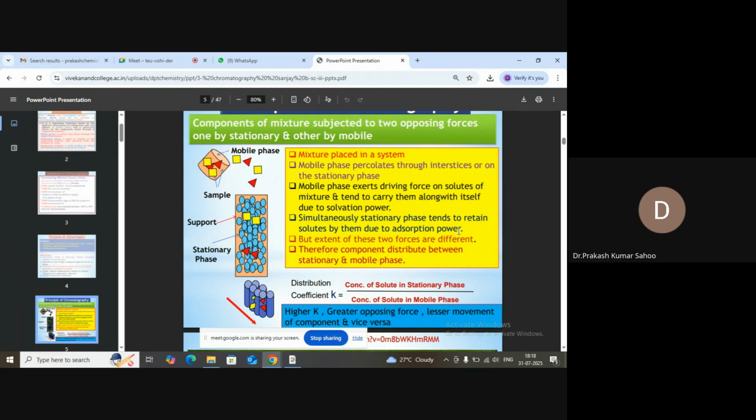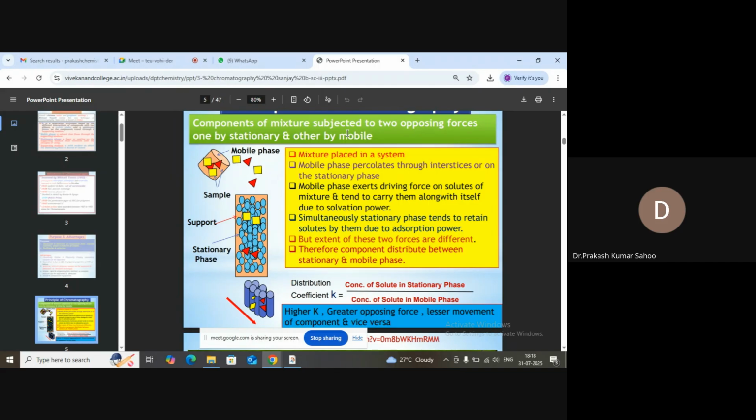The mobile phase percolates through interstices or on the stationary phase. Interstices means the void or intermolecular space available in the stationary phase, with the components first percolating through these interstices or voids. So the mobile phase exerts a driving force on the solutes of the mixture and tends to carry them along with itself through its solvation power.